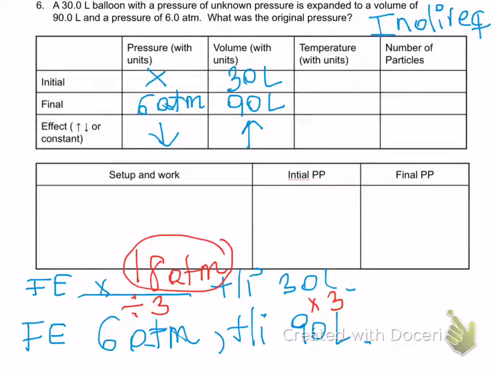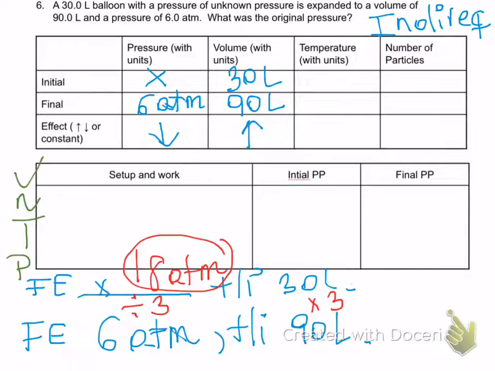How will the particle pictures work? Well, let's take a look at this. We are going to follow the same rules for particle pictures as we've been following. So we're going to first draw the volume, then number of particles, then temperature, and then pressure.